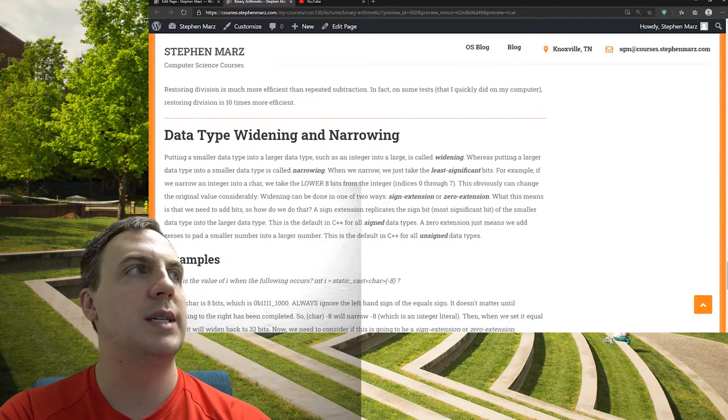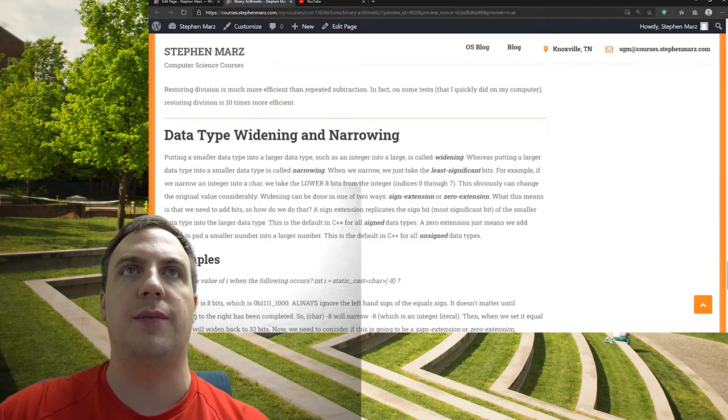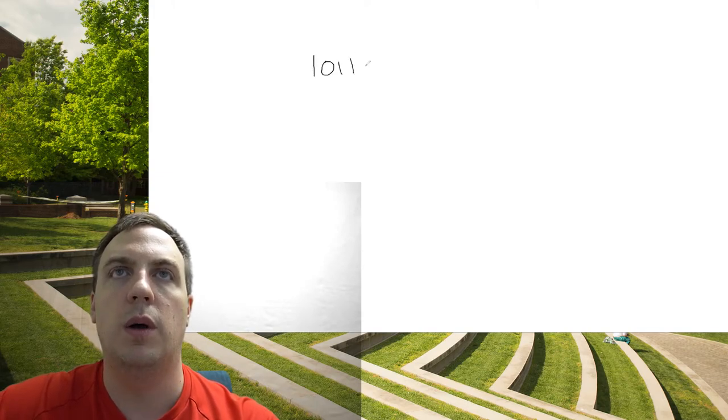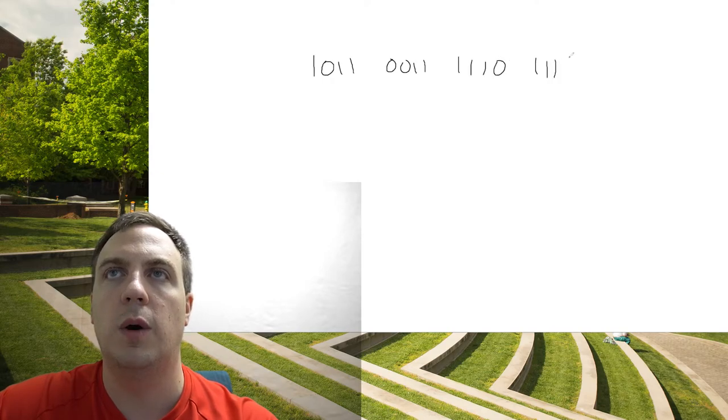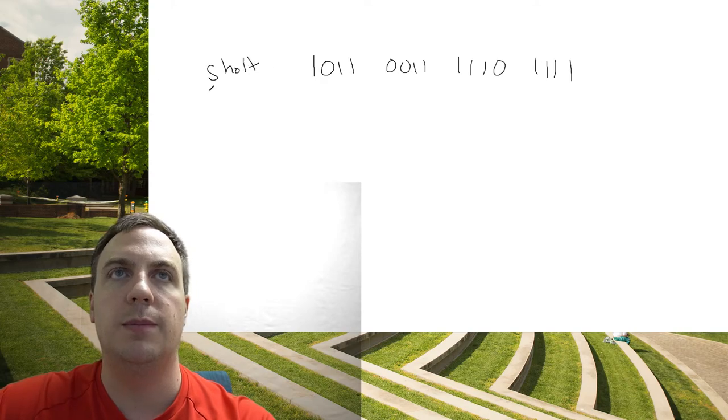So let's talk about data widening and narrowing. There are two different ways we can do this. So narrowing is fairly straightforward because we can truncate. Now, if you've recognized in C++, if we take a 16-bit number, let's just say 10110011110111. Okay, so this is a 16-bit number, or a short in C++.